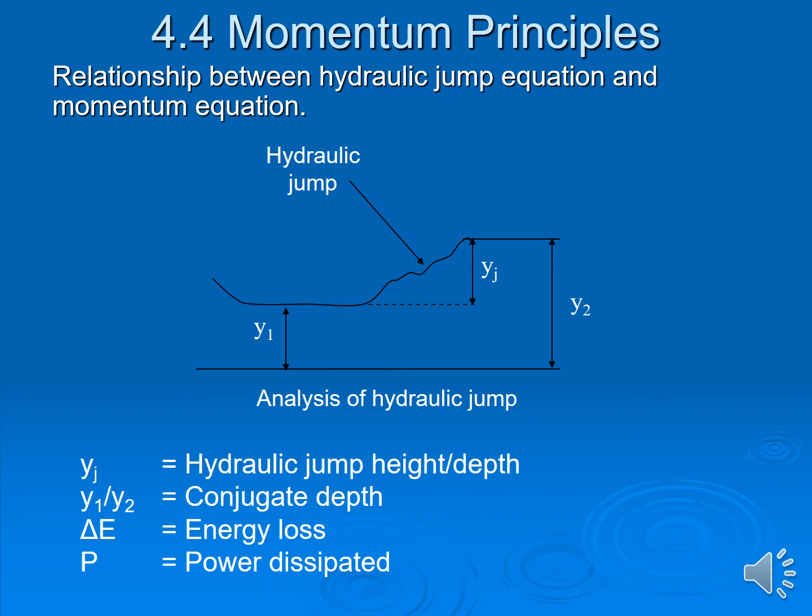The analysis of hydraulic jump involves a few equations which are related to the momentum principles. In hydraulic jump analysis, we can determine the height of hydraulic jump, which is yj, the conjugate depth y1 or y2, and also energy dissipated and power dissipated.